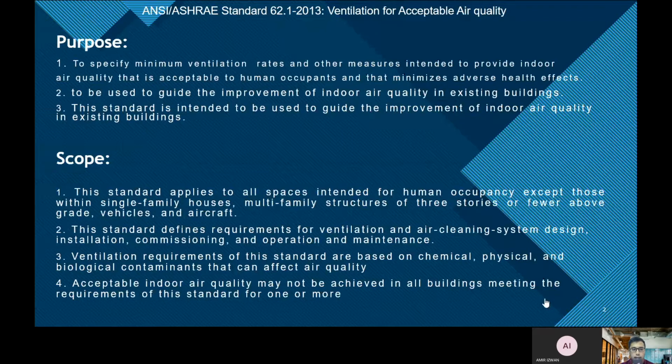For the scope, this standard applies to all spaces intended for human occupancy except those within single-family houses, multi-family structures of 3 stories or fewer above grade, vehicles and aircraft. This standard defines requirements for ventilation and air cleaning system design, installation, commissioning, and operation and maintenance. Ventilation requirements of this standard are based on chemical, physical, and biological contaminants that can affect air quality. Acceptable indoor air quality may not be achieved in all buildings without requirements of this standard for one or more.